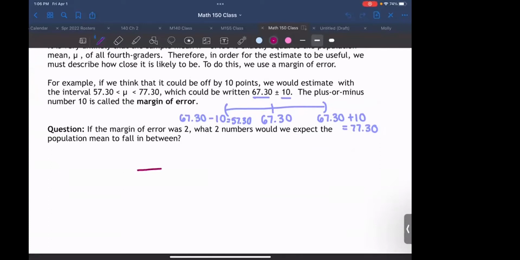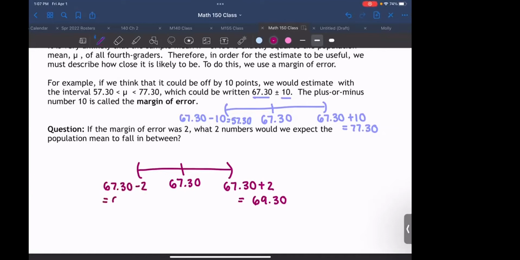So our margin of error here is going to look very similar to the last one. I'll put the point estimate in the middle, kind of like the center point of our estimate. And here I'm going to subtract 2 and add 2 to the point estimate. 67.30 plus 2 is 69.30. And I can subtract 2.